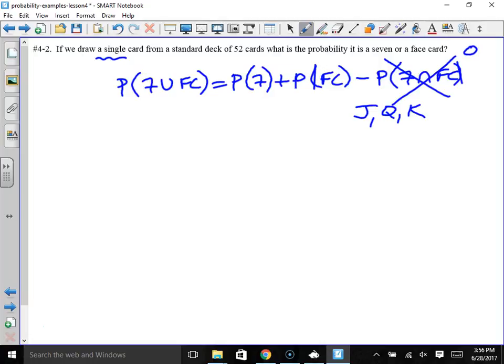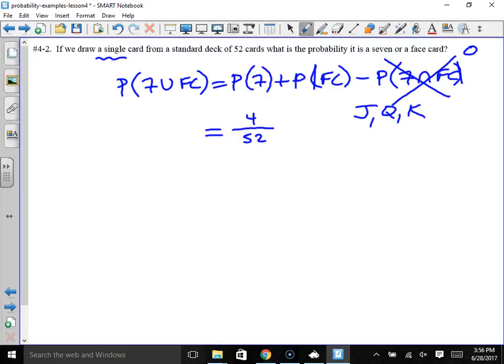And that means that we could find the probability of 7 or face card by just adding up the probability of a 7 and the probability of a face card. So what is the probability of getting a 7 if I draw a single card from the deck? Well, there are 52 cards in the deck, and 4 of them are 7s, because there's a 7 of clubs, a 7 of spades, a 7 of hearts, and a 7 of diamonds.